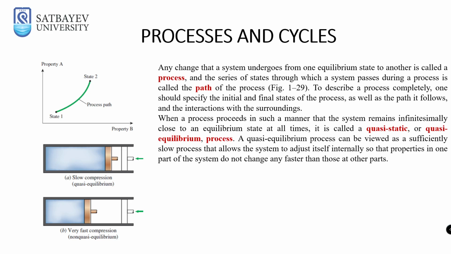To describe a process completely, one should specify the initial and final states of the process, as well as the path it follows and the interaction with the surroundings. When the process proceeds in such a manner that the system remains infinitesimally close to an equilibrium state at all times, it's called a quasi-static or quasi-equilibrium process.